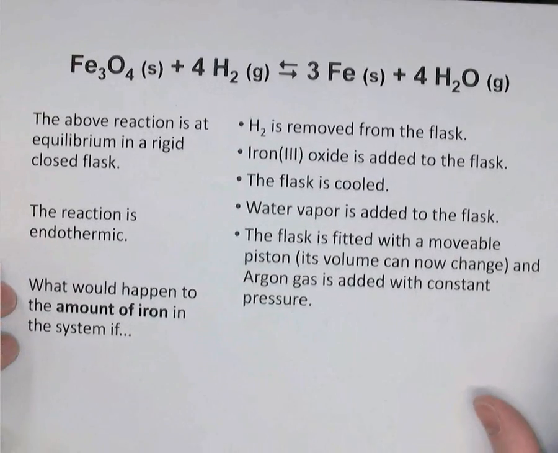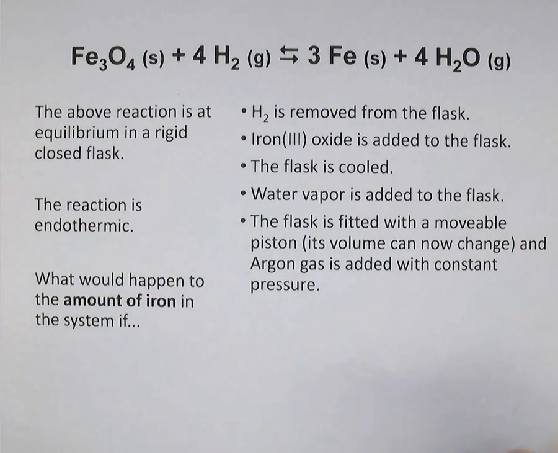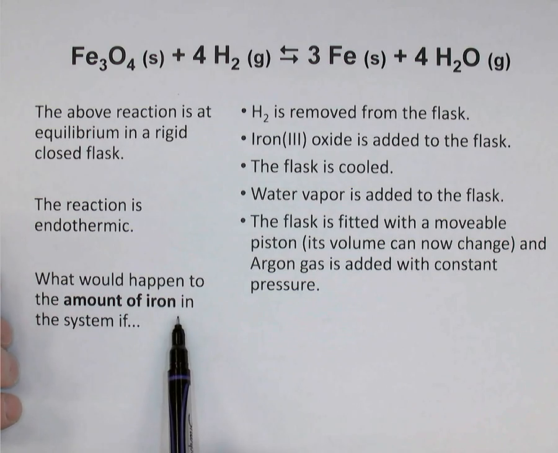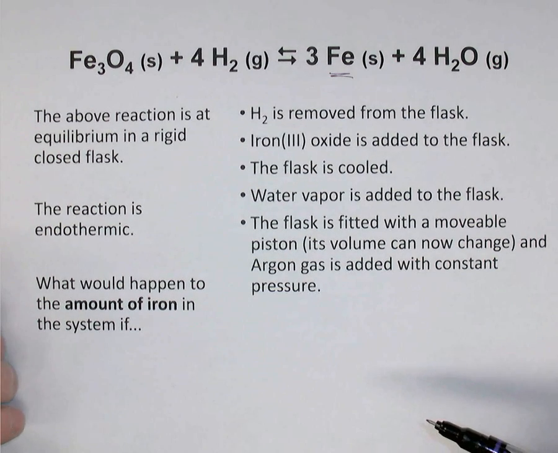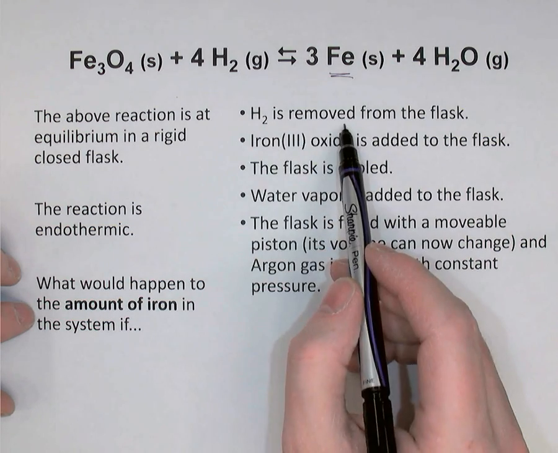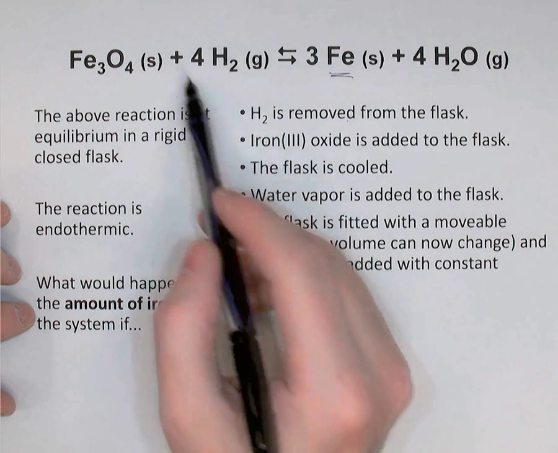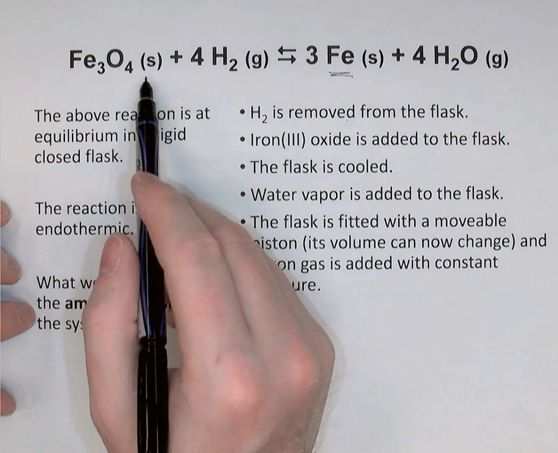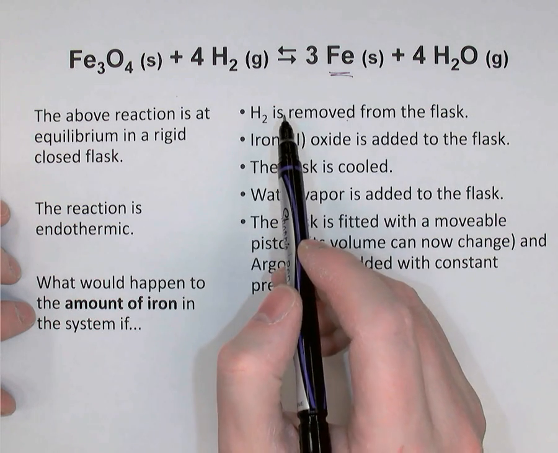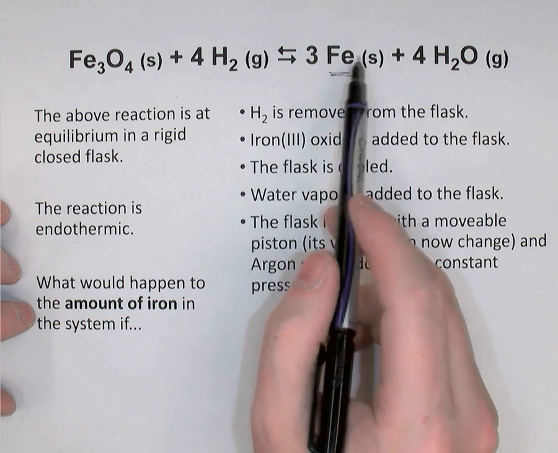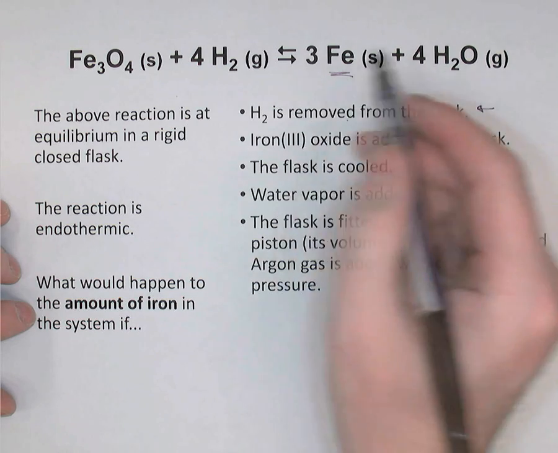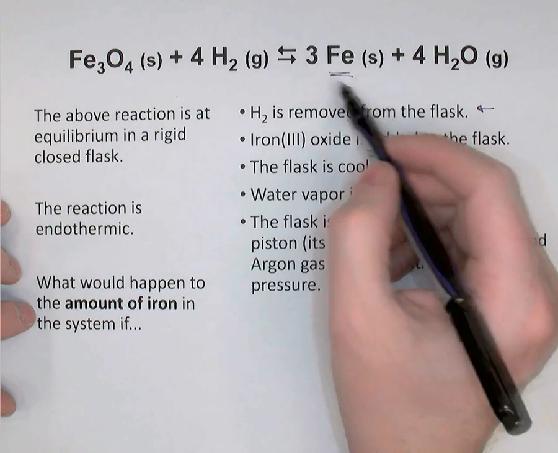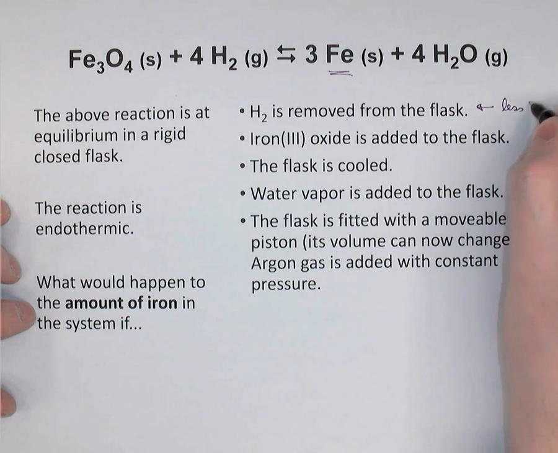One more. Pause the video and see if you can predict what happens to the amount of iron in the system. Here's the iron if we perform these various stresses. So we're going to remove some hydrogen. Removing hydrogen lowers hydrogen's concentration. That's going to cause the forward rate to decrease. If the forward rate decreases, now the reverse rate must be larger. That will create a reverse shift. And if it shifts reverse, there'll have to be less iron in the container at the new equilibrium.